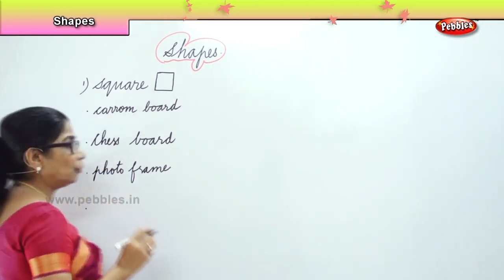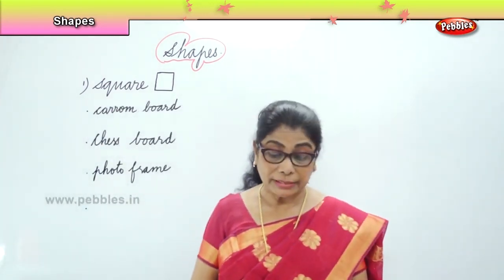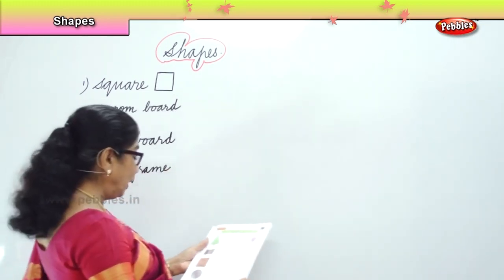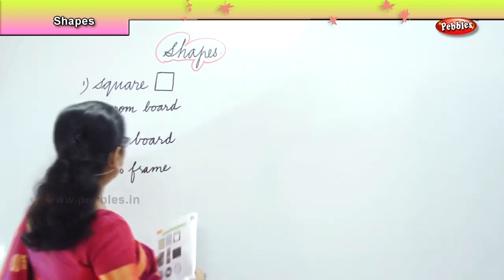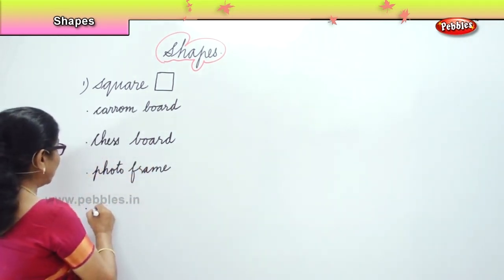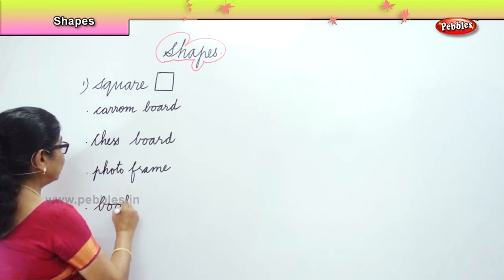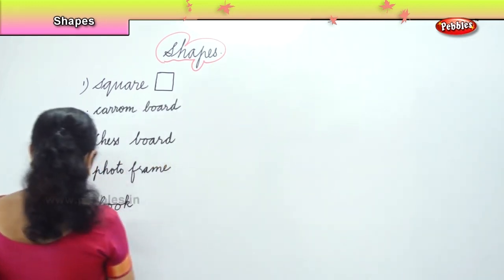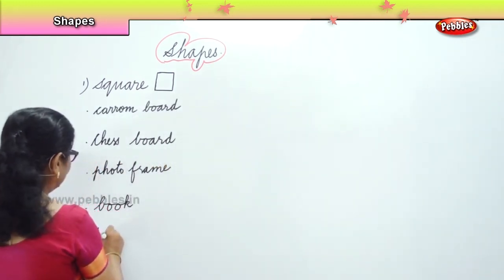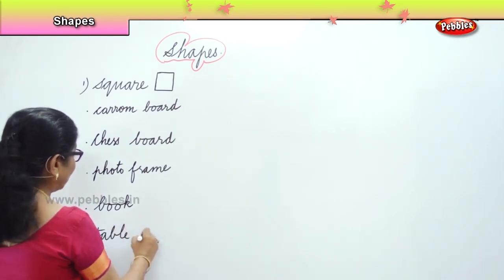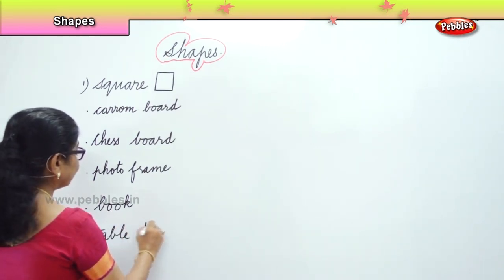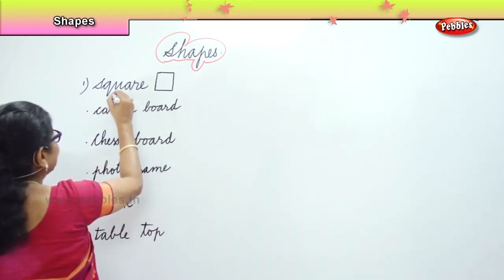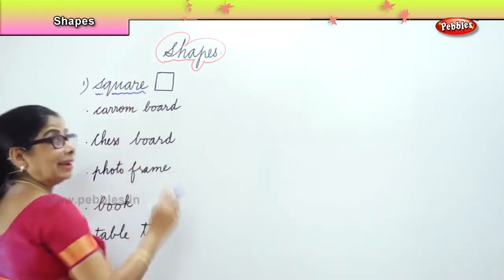Then what else you find in square shape? Your window can also be square shape. Then chessboard, carom board. What else you can find in square shape? Sometimes you can have a book. You can have a story book that's of square shape. Tabletop. Sometimes you can have a tabletop that can be a square one. Okay, that's a square. So we are talking about things that are square in shape in the class and at home.